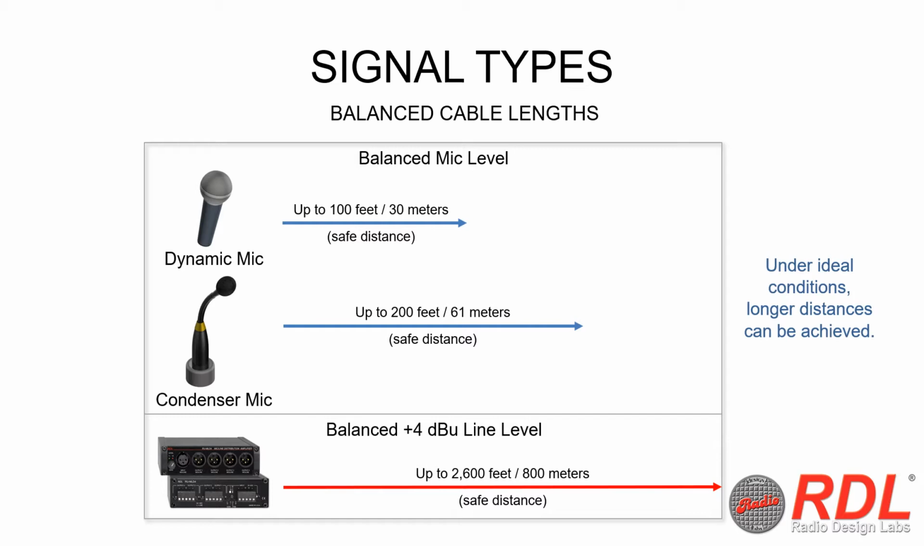this presentation. Practical cable lengths for balanced line level signals also depends on many factors. Balanced line level signals could easily be run up to 2,600 feet or 800 meters under the right conditions, such as using higher +4 dBu signal levels with quality shielded cable and the correct gauge of wire. Again, theoretically, longer distances can be achieved, but too many additional factors come into play for this presentation.